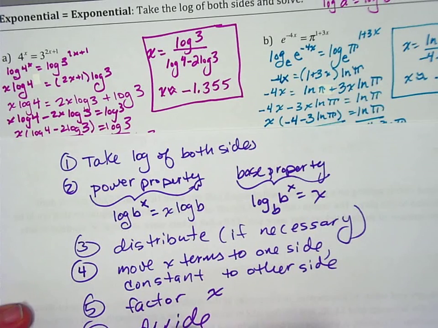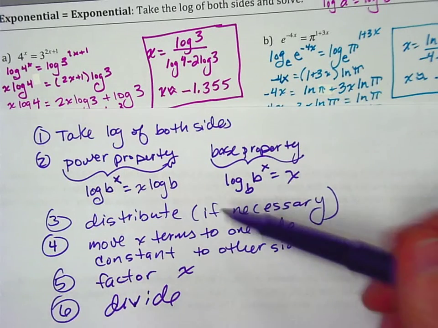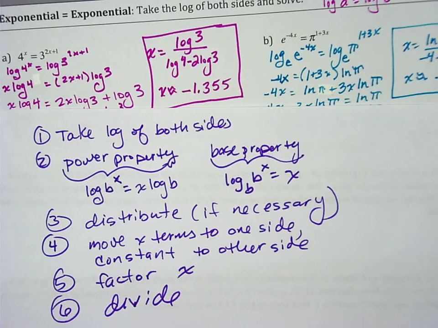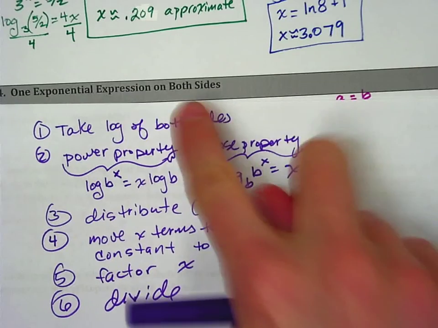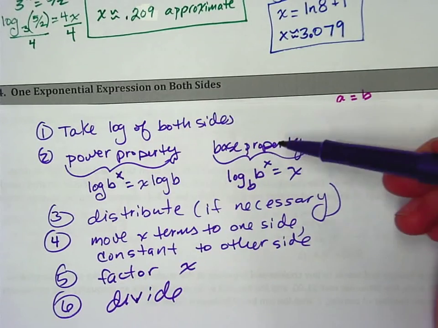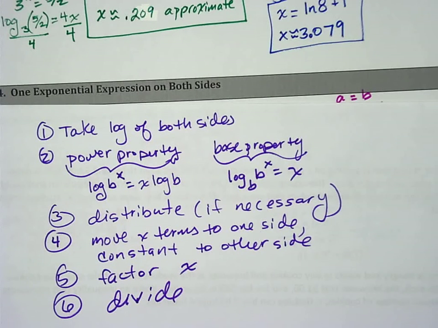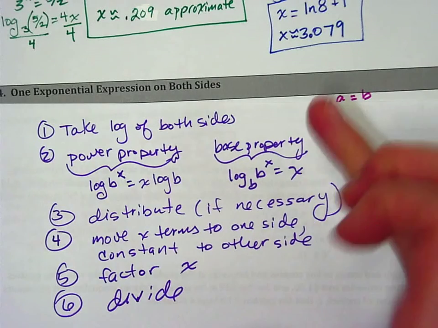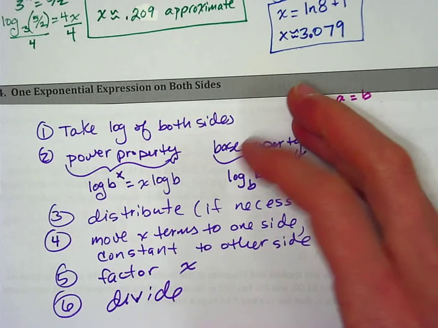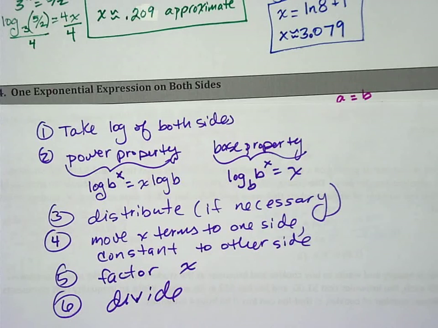So here's the nice thing. These steps, they don't change. If you have an exponential expression on both sides, you will be doing these steps every single time. So this is a nice reference. If you want to put that somewhere to use as you're trying to do these problems, that might be a good idea.